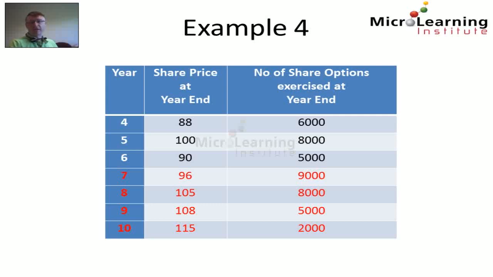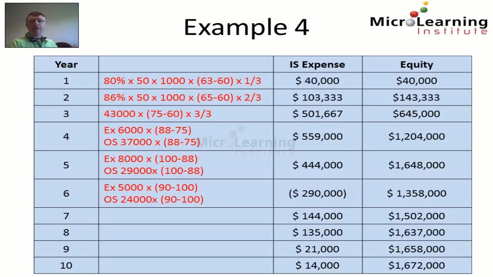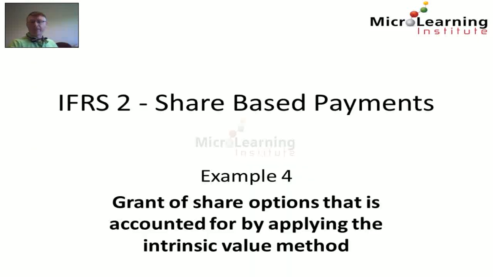Now, the remaining calculations would be similar, and I won't take the time on this video to do each calculation for years 7, 8, 9 and 10. However, you can look and validate your calculations from the following table, where we can see the income statement expenses at years 7, 8, 9 and 10, and the corresponding cumulative equities for each of those year ends.